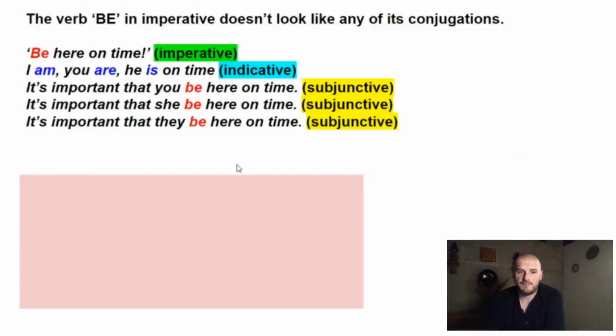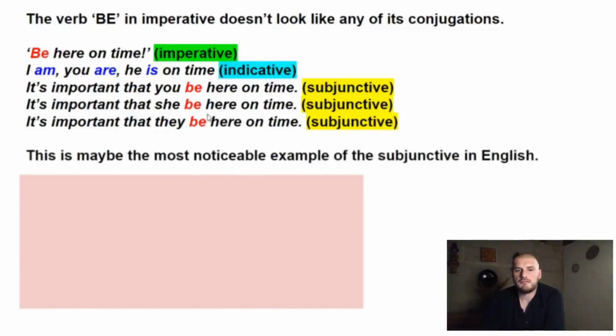Looks a bit weird, right? This is maybe the most noticeable example of the subjunctive in English. It's really easy to see it because it's so different, right? Be is very different from you are, she is, they are. It's very different. You be, she be, they be, right? With most of the other verbs, it's very similar. The base form is pretty much the same as a standard conjugation.